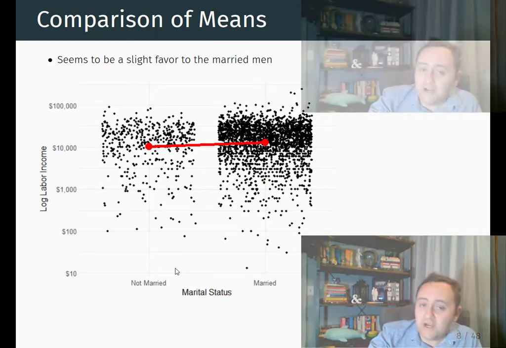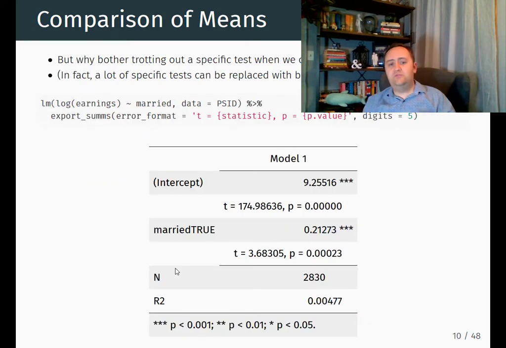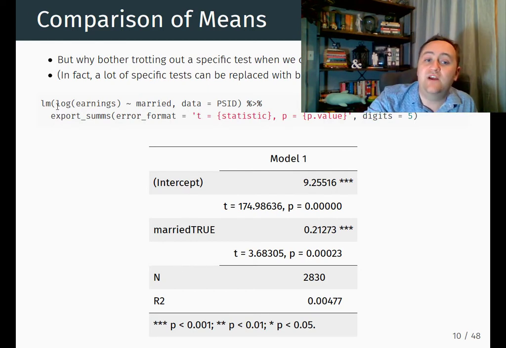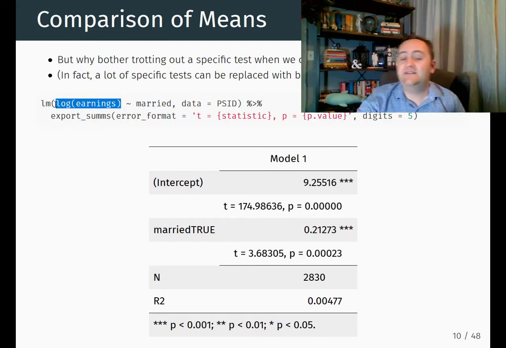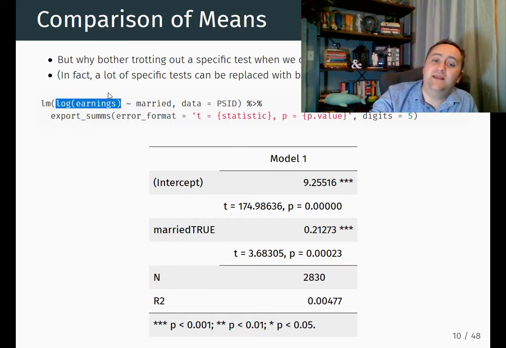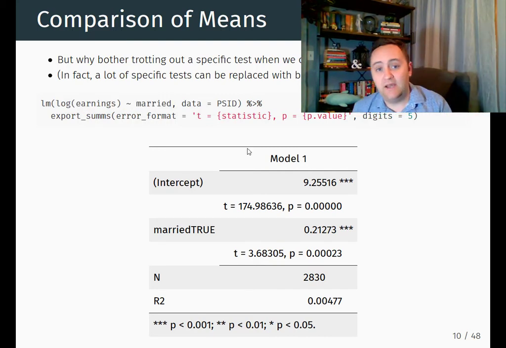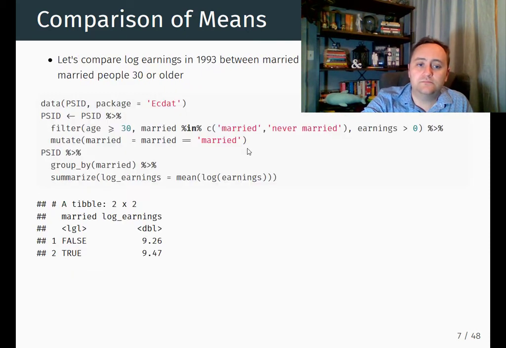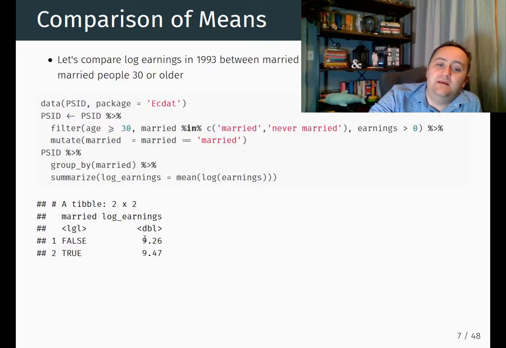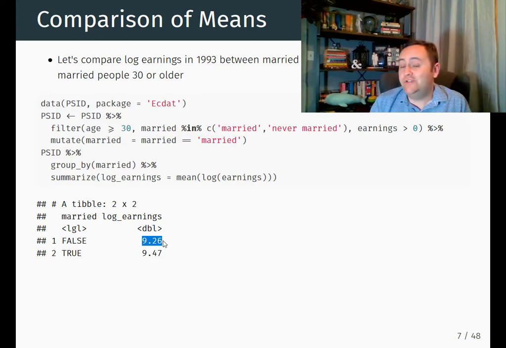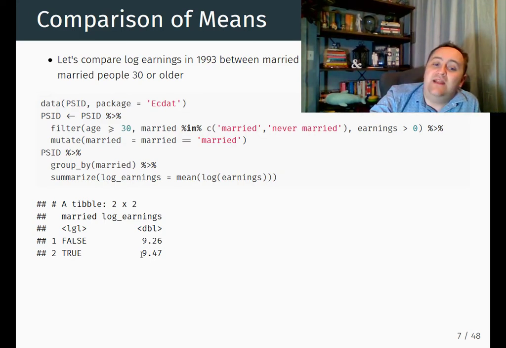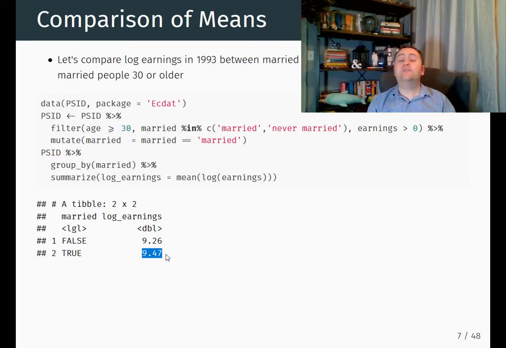How does this work out in a regression context? Well, if we run a regression of log earnings on that binary variable, married, here we have a log-linear regression as we would normally do it, with lm. On the left-hand side, we have the logarithm of earnings. On the right-hand side, we have: are you married or not? What it will give us back is the difference of means. So if you recall, people who are not married have an average log earnings of 9.26. People who are married have an average log earnings of 9.47. That's a difference of 0.21 in terms of log earnings.